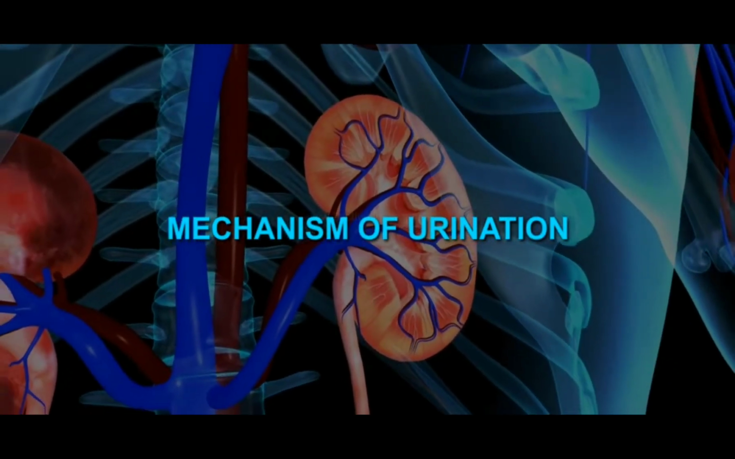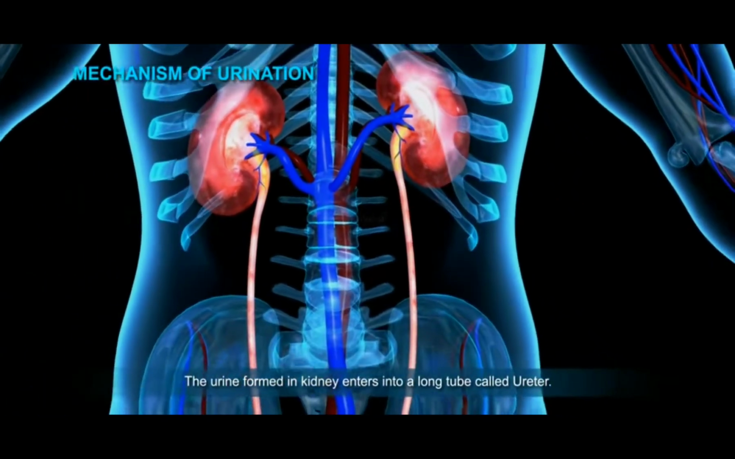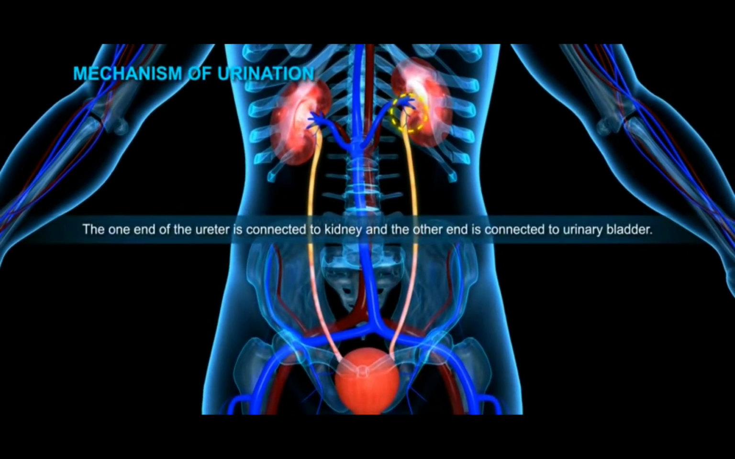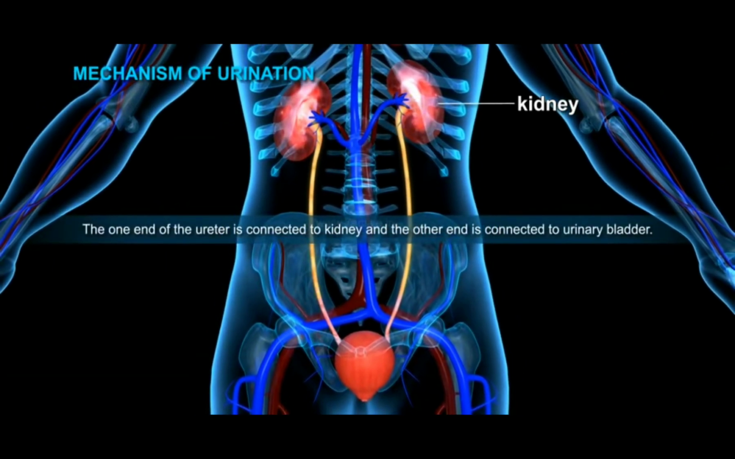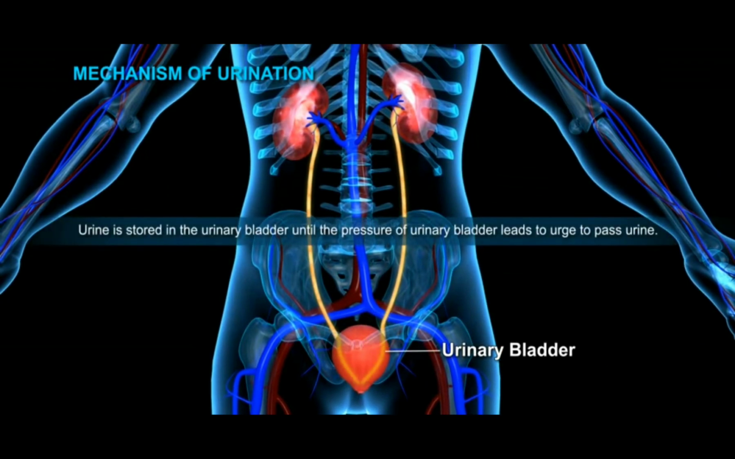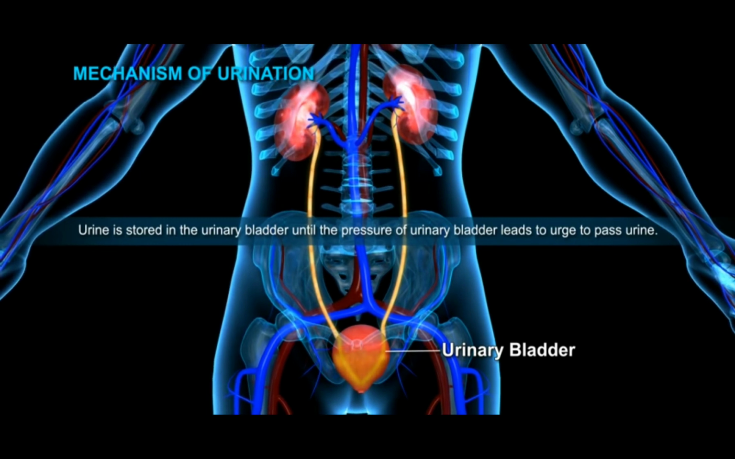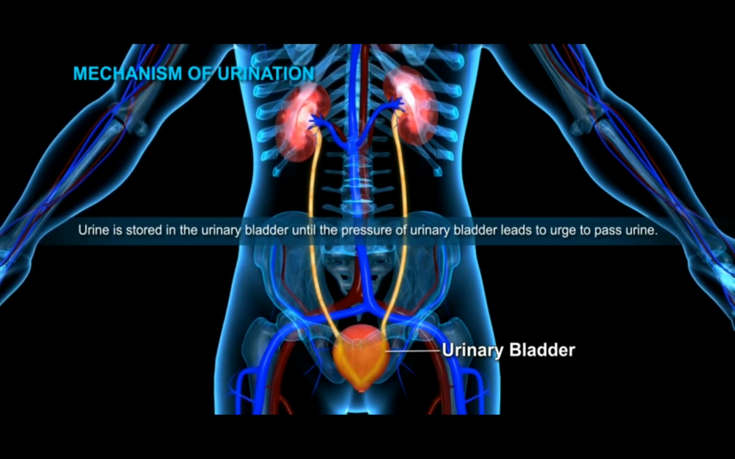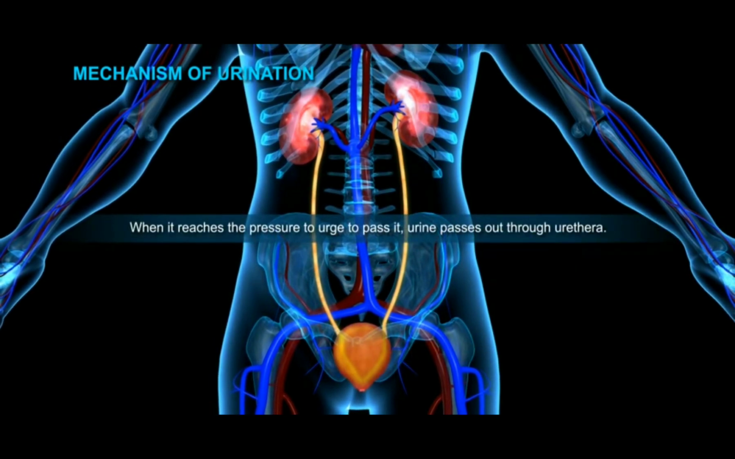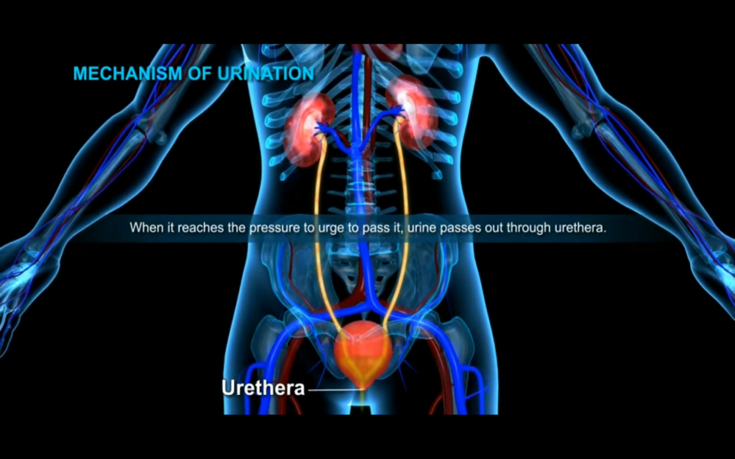Mechanism of urination. The urine formed in the kidney enters into a long tube called the ureter. One end of the ureter is connected to the kidney and the other end is connected to the urinary bladder. Urine is stored in the urinary bladder until the pressure of the urinary bladder leads to the urge to pass urine. When it reaches that pressure, urine passes out through the urethra.